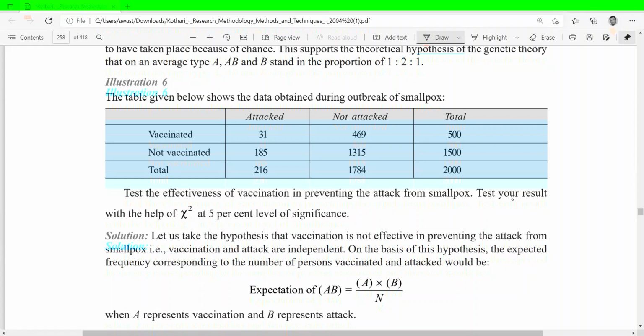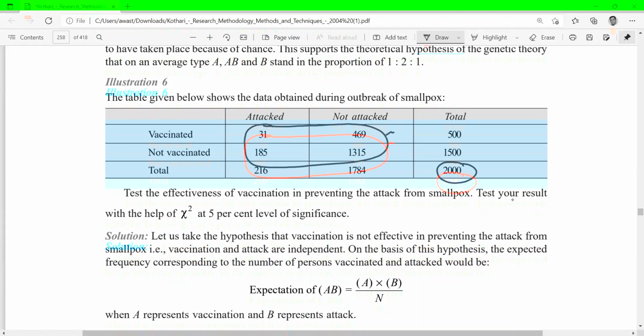So I want to check whether vaccination is effective in preventing smallpox. As per our null hypothesis, there is no effect of vaccination in preventing smallpox. Now this is the observed data, and we have to calculate the expected. How will we calculate the expected? We will divide the total 2000 respondents on the basis of ratio.